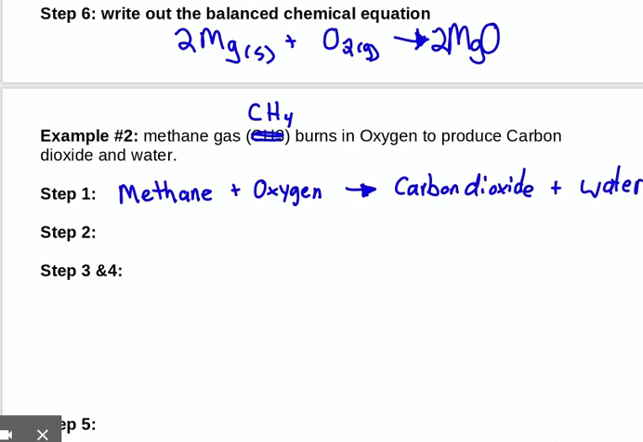Our second step was to write out our skeleton equation. So this is just putting in chemical formulas instead of the words. So methane, CH4, plus oxygen. Oxygen's always found as O2, makes carbon dioxide, CO2, plus water, H2O.